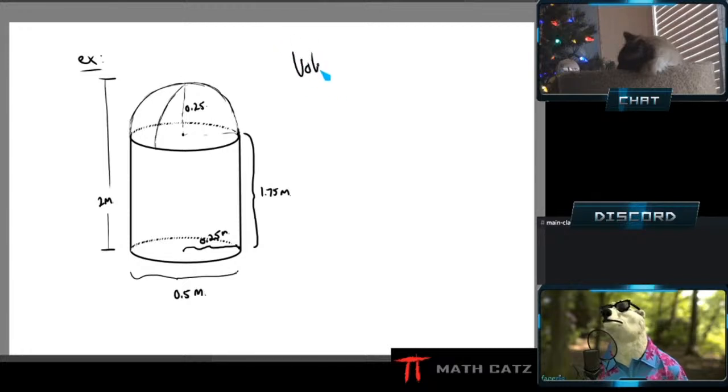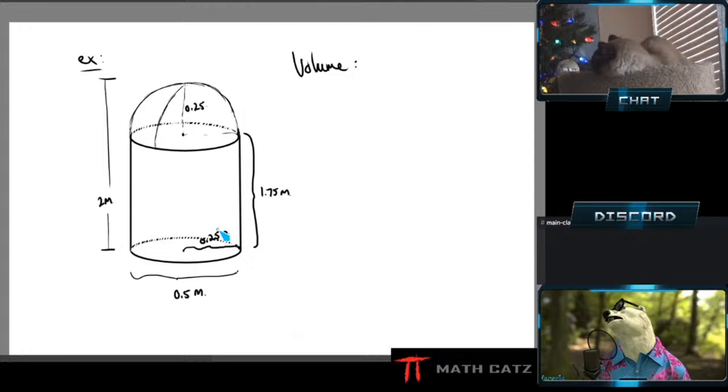Now I want the volume of this dome-like statue thing, which means, of course, I'm going to call it V. I have two sections here. I have the dome, and I have the cylinder portion. And I'll add them together.